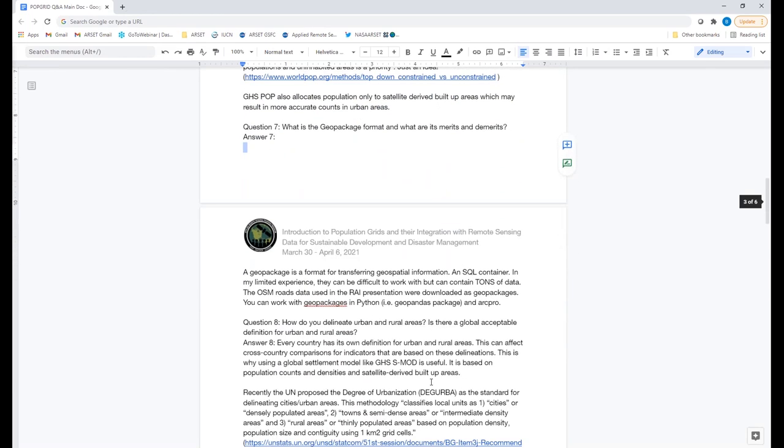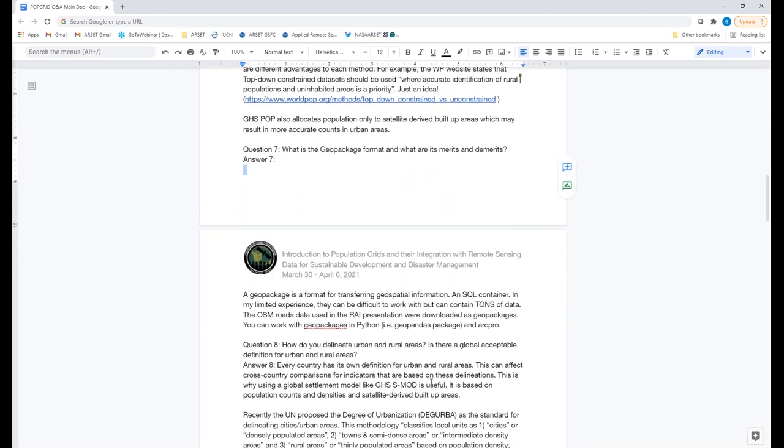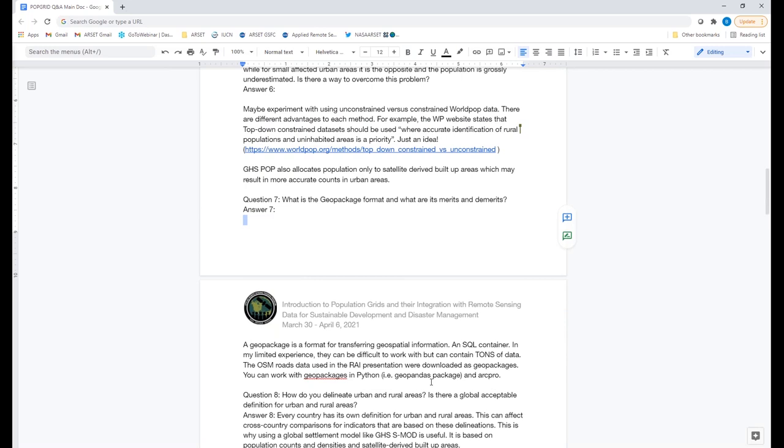WorldPop provides their data both unconstrained and constrained. Constrained means that they are using a settlement model and only allocating population to areas that are considered settlements, whereas the unconstrained version is allocating population without the incorporation of a settlement model. And so both of these may have different results for how much population is being allocated to urban areas. GHS POP also allocates population only to satellite-derived built-up areas, which may result in more population in those urban areas. So just comparing those different data sets and how they're representing the area that is of interest would be the main suggestion here.